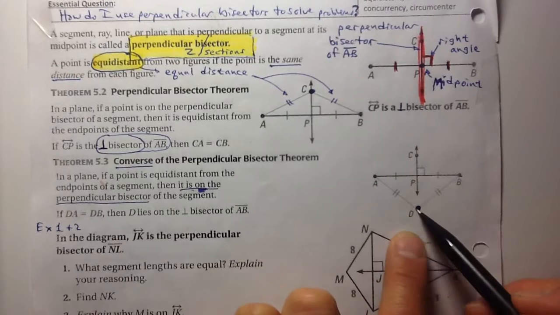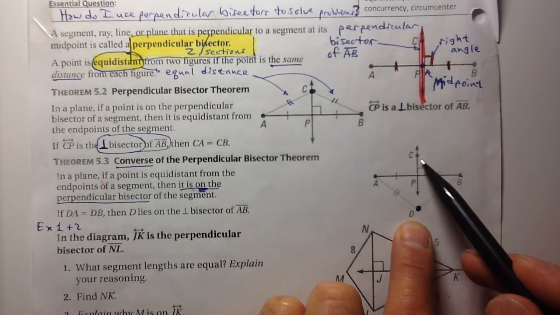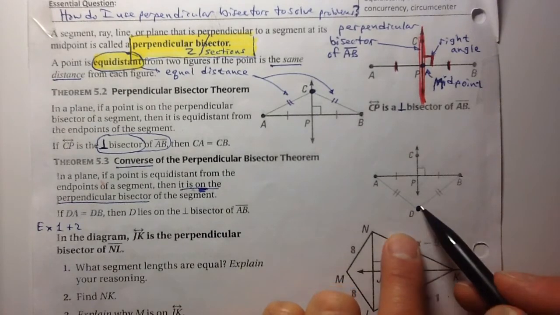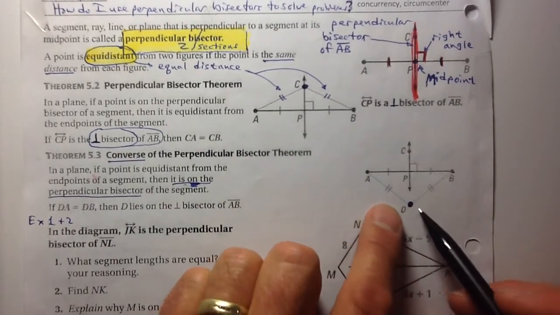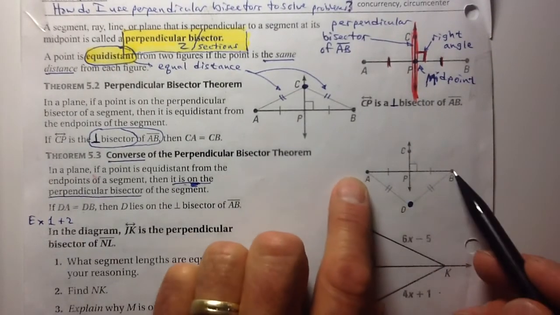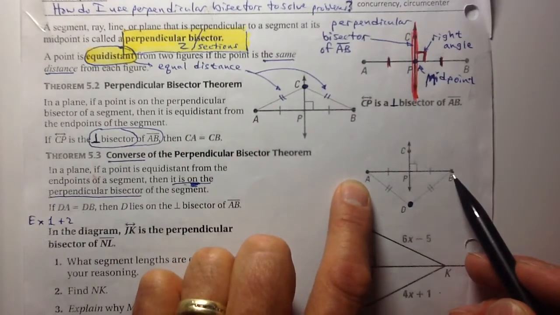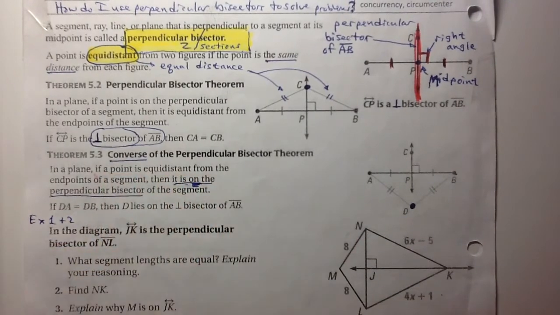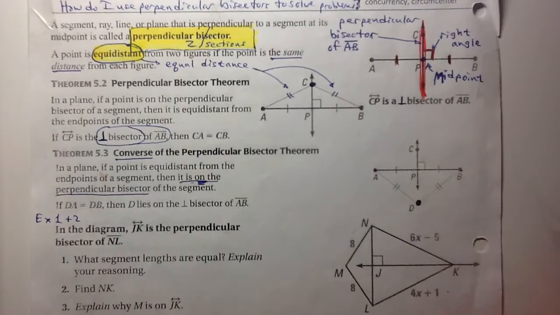So the question is, does point D lie on this perpendicular bisector? Will this perpendicular bisector intersect and go over this point? And the answer is yes, it will. How do we know that? Because this point is equidistant from the ends of this segment, and therefore, according to this converse of the perpendicular bisector theorem, we know it will be on the perpendicular bisector.